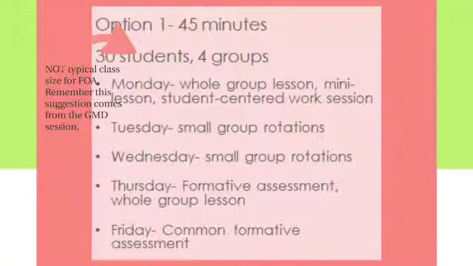This suggestion comes from the Social Emotional Learning and Mathematics session from Global Math Department. It lists a class size of 30 students to demonstrate you do not have to have a small class size to implement small group instruction. The Georgia DOE is not suggesting the Foundations of Algebra classes should be increased to 30 students.